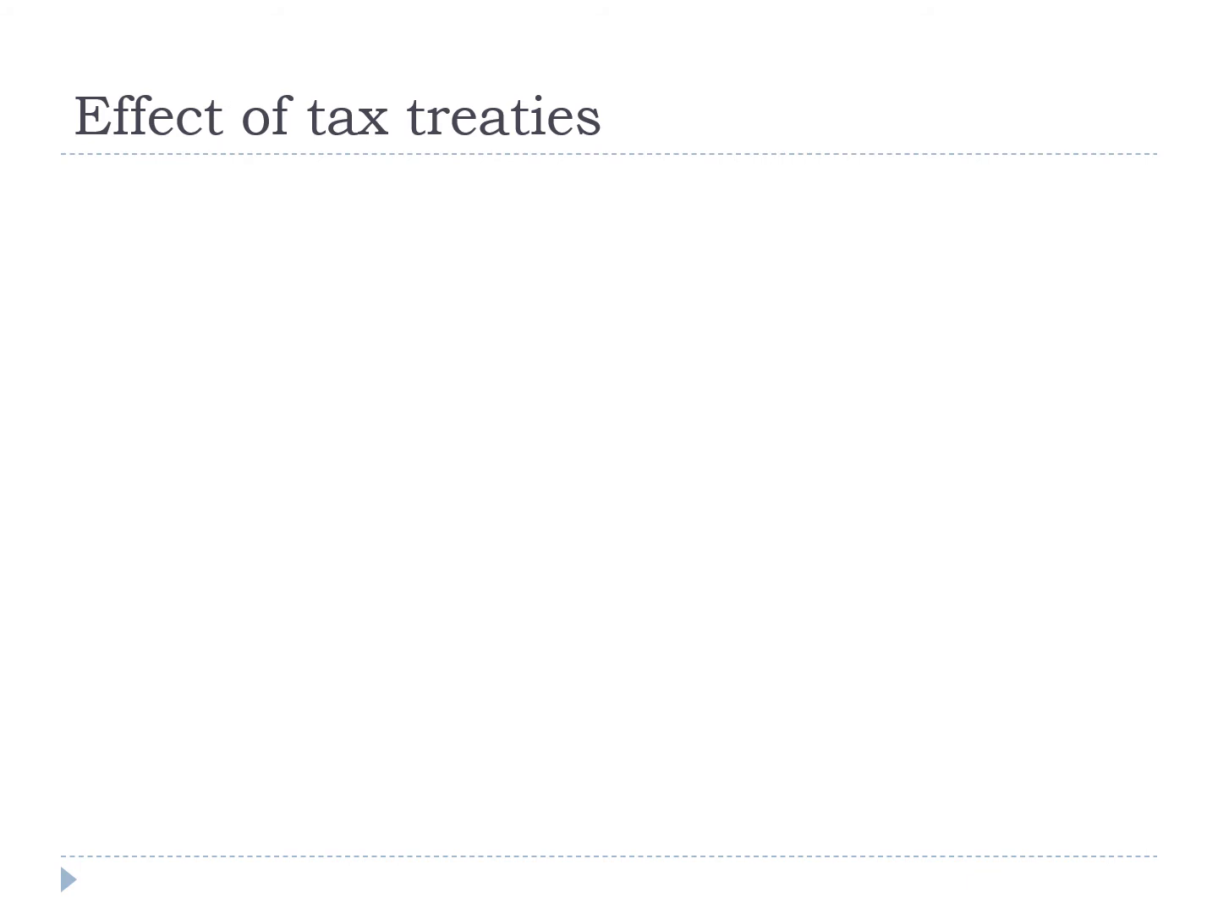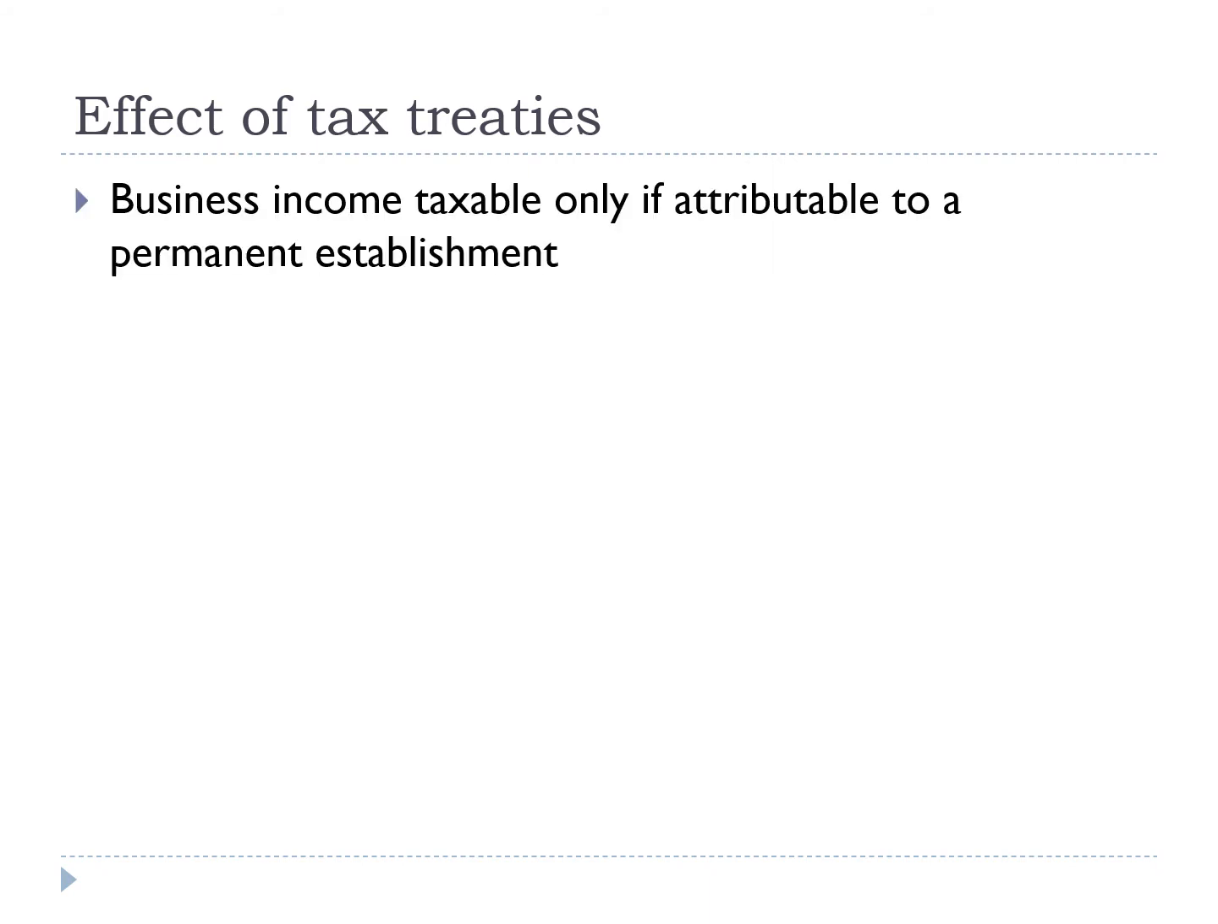Now, let's take a look at the effect of a tax treaty where a foreign person is resident of a foreign country with which the United States has a bilateral income tax treaty. Business income is taxed in the United States under a U.S. tax treaty only to the extent it is attributable to a permanent establishment in the United States. If there's no permanent establishment in the United States, then U.S. source business income is not taxable in the United States.